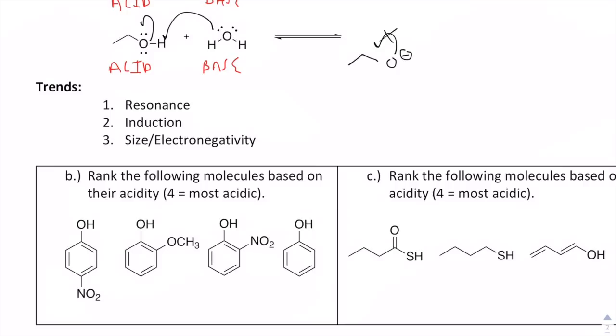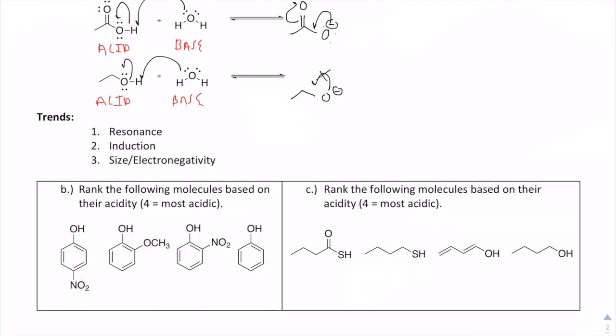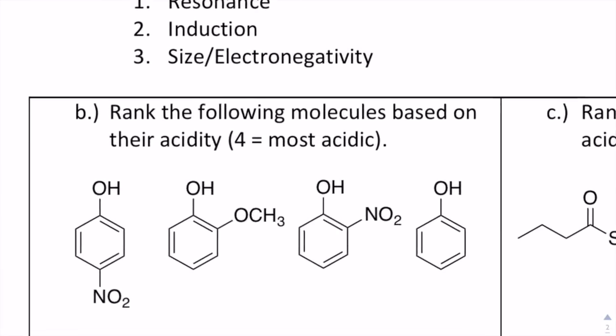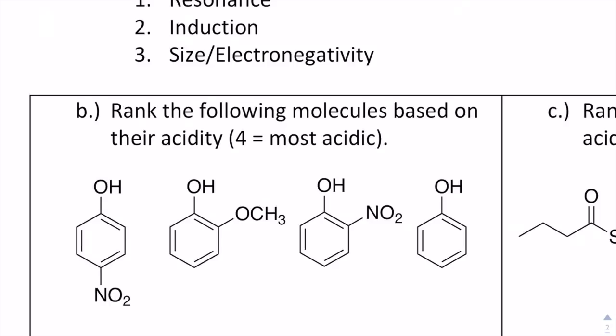Okay, so now let's do these ranking questions. You're pretty much guaranteed a ranking question on this exam. For B, rank the following molecules based on their acidity. When I'm doing these ranking questions, the first thing I do is erase the H's and put a negative charge, because that's what happens in the mechanism. Now these are all the conjugate bases of the acids. I want to think, what are the stabilizing features that can spread that negative charge over a larger space? Is there resonance? Is there induction? Maybe it's a size or electronegativity trend.